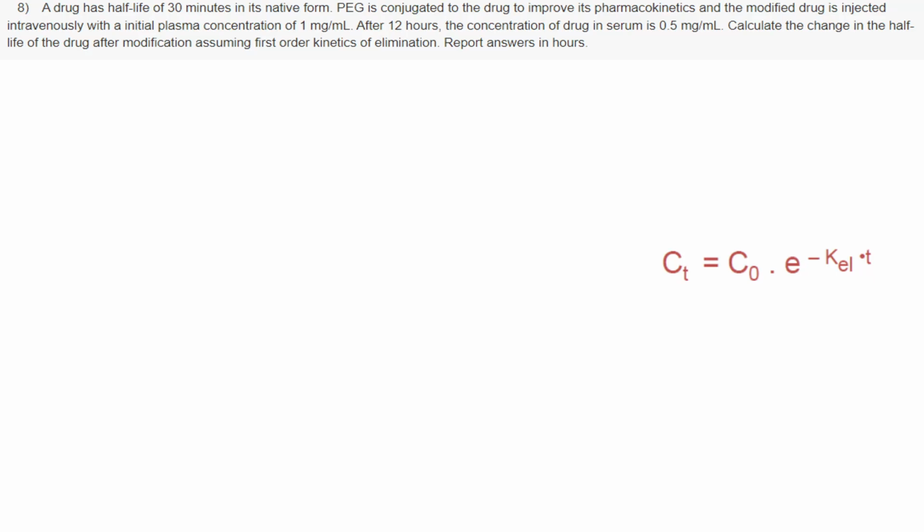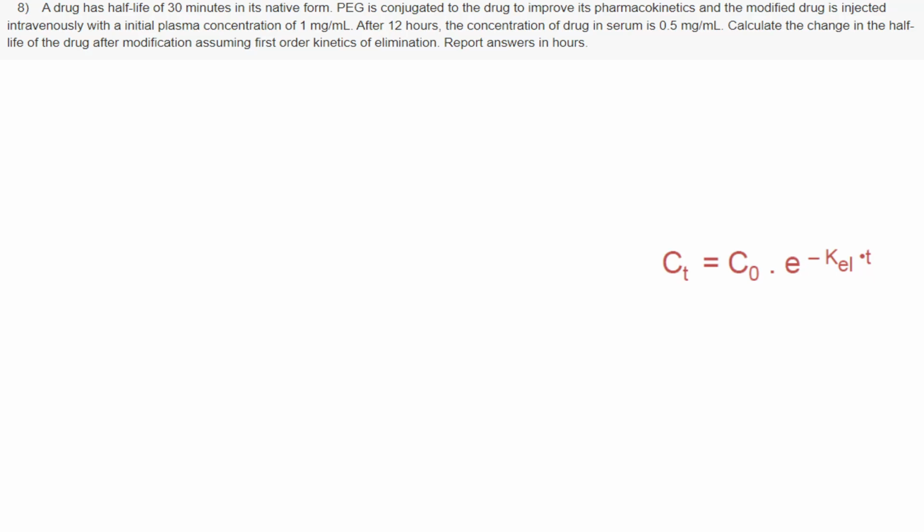The question says a drug has a half-life of 30 minutes in its native form. PEG is conjugated to this drug to improve its pharmacokinetics, and the modified drug is then injected intravenously with an initial plasma concentration of 1 mg per ml. After 12 hours, the concentration of the drug in serum is 0.5 mg per ml. We have to calculate the change in the half-life of the drug after modification, assuming first-order kinetics of elimination.